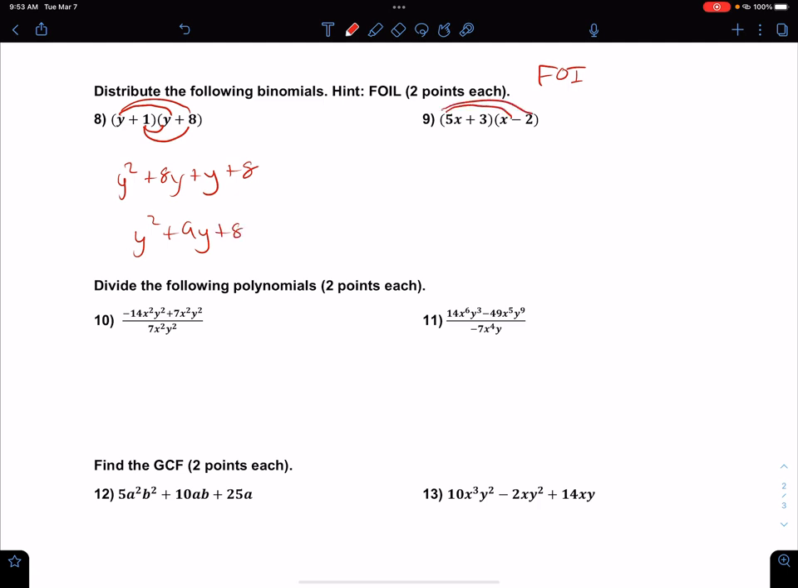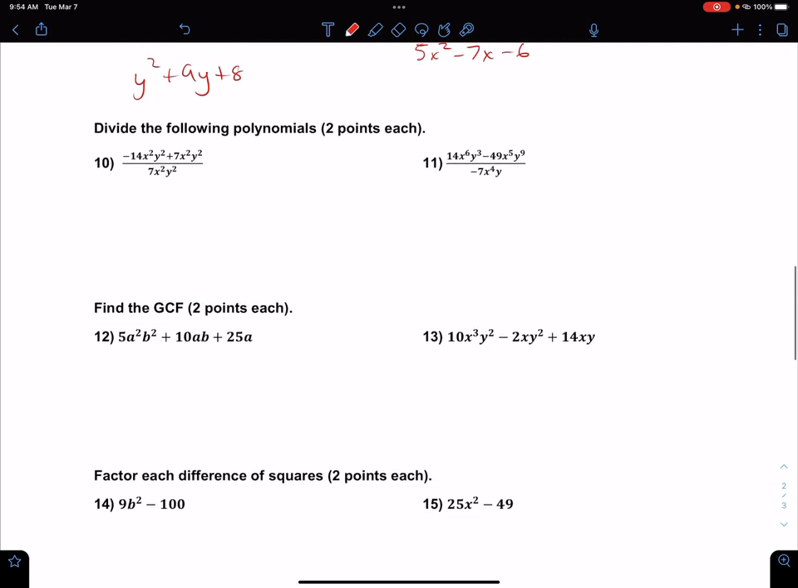Okay, so first, outside, inside, last. 5x times negative 2 is negative 10x. Oh, I skipped a step. 5x times x is 5x squared. 3 times x is 3x. 3 times negative 2 is negative 6. So then I combine my like terms, and I get 5x squared minus 7x minus 6. Okay, on to the next.